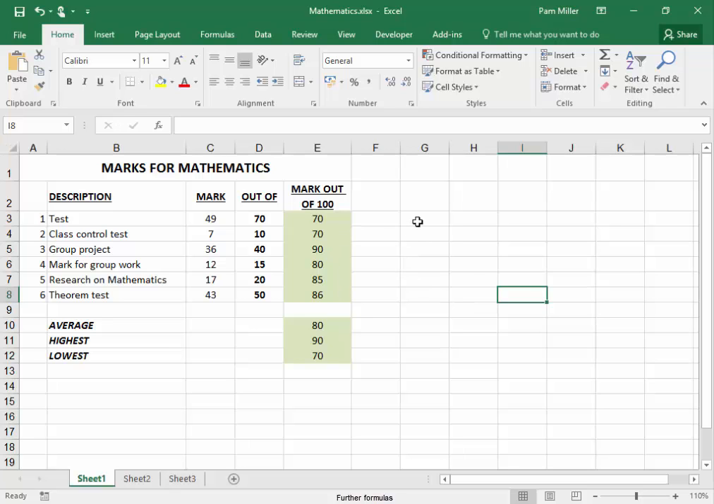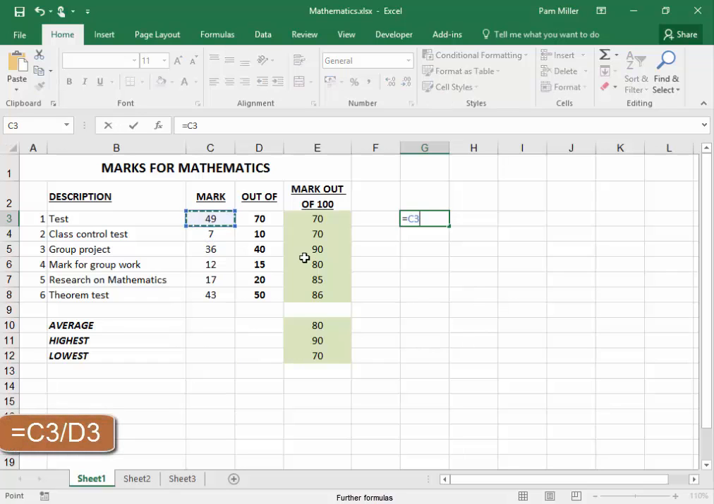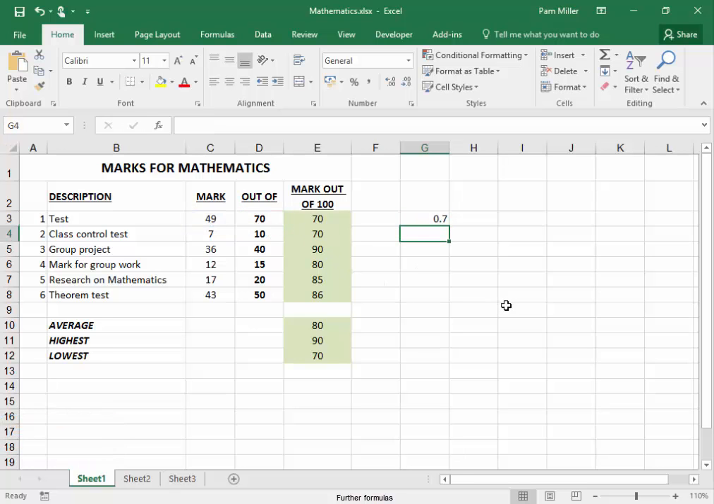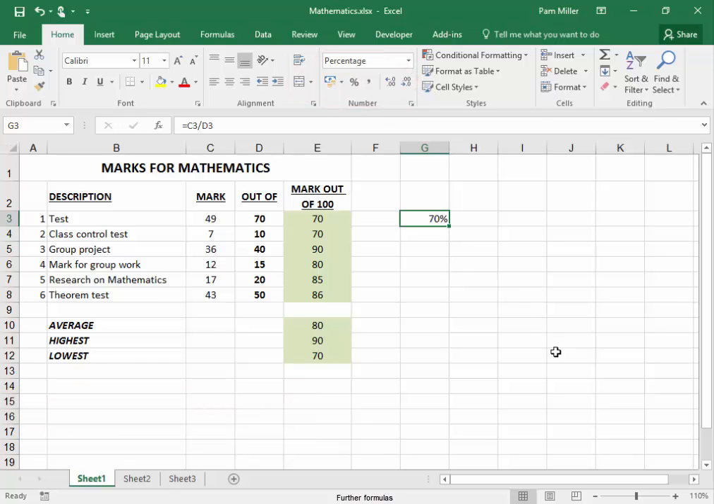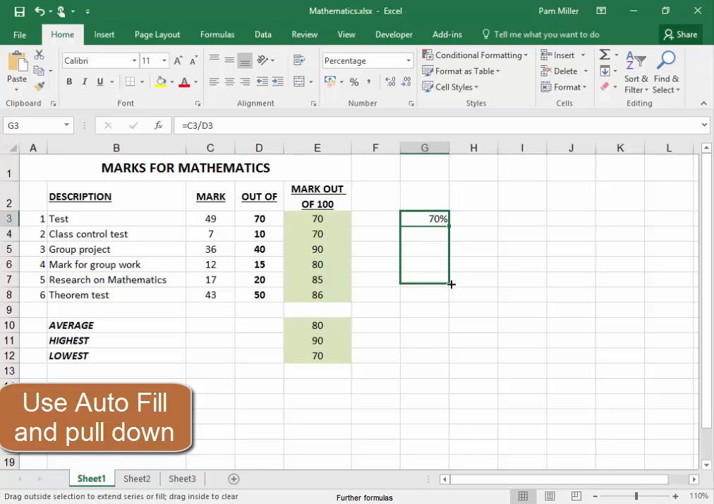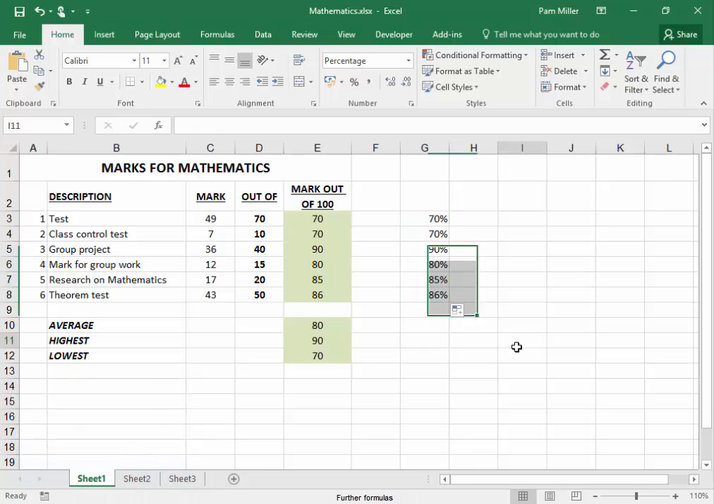I'm going to show it over here. I know it is that cell, contents of that cell divided by the contents of that cell. And I'm going to format it as a percentage. I'm going to use autofill and pull down. The numbers are the same.